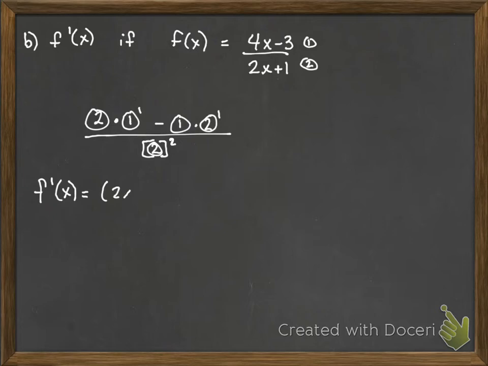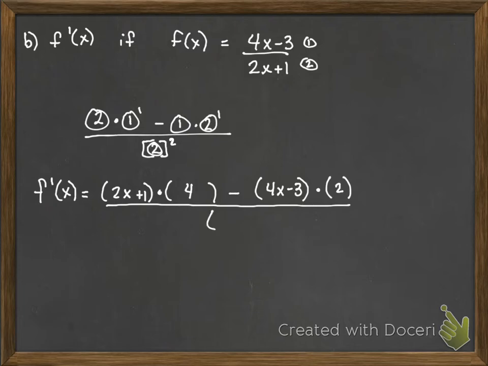So 2, our function, is 2x plus 1, times the derivative of 1. Well, the derivative of the top is just 4, minus, all of 1, we have 4x minus 3, times the derivative of 2. So the derivative of 2 is just 2. Now this is all over 2 squared. So 2 is 2x plus 1, squared.